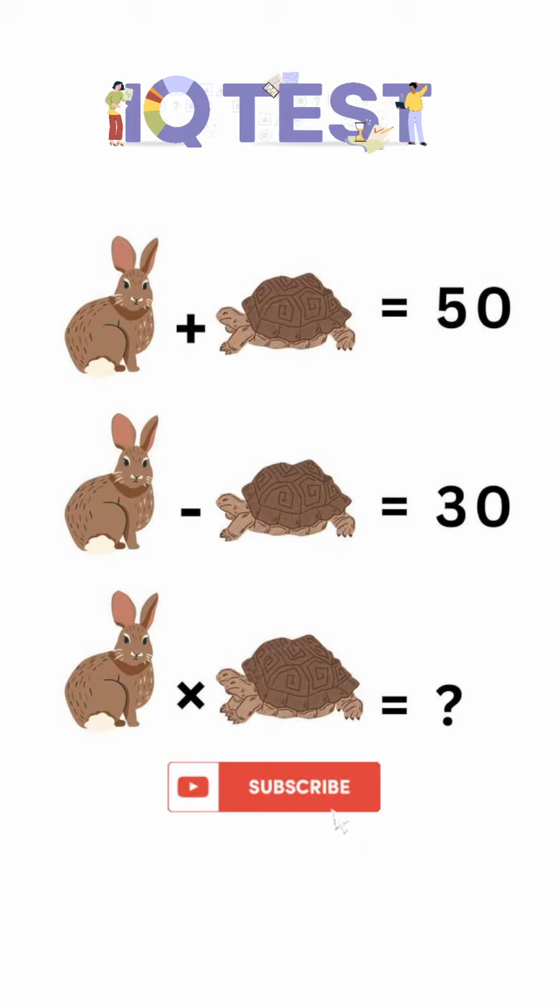So that will be equal to 50 plus 30, which gives you 80. So 2 rabbits is equal to 80. So 1 rabbit is 40. So the rabbit is 40. And the tortoise is 10.